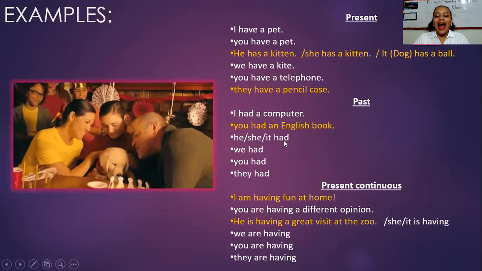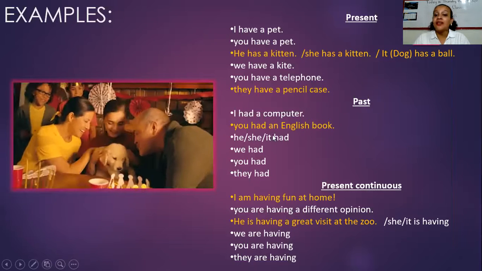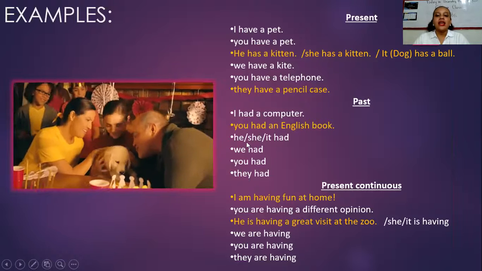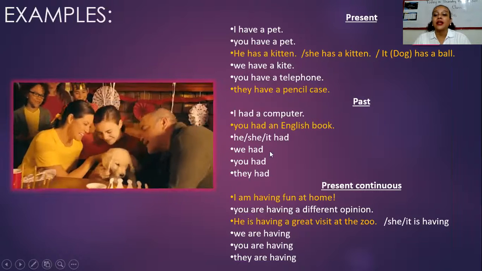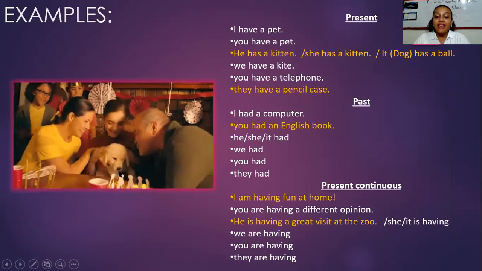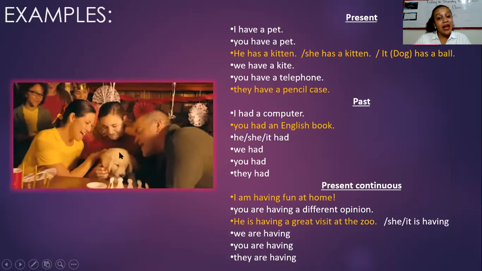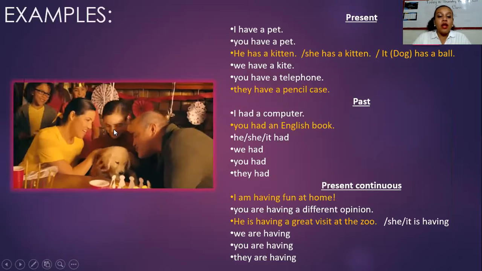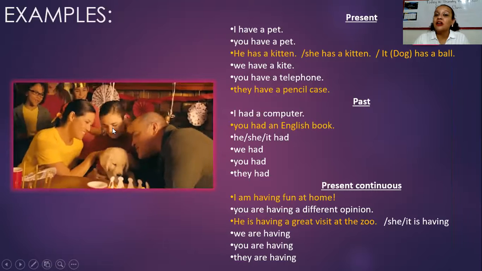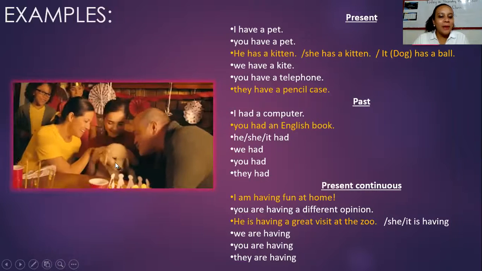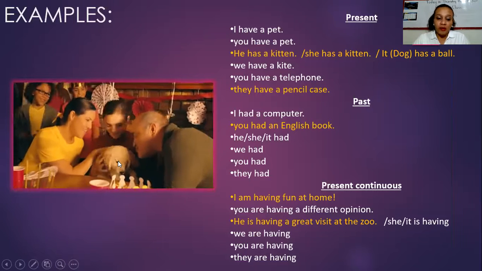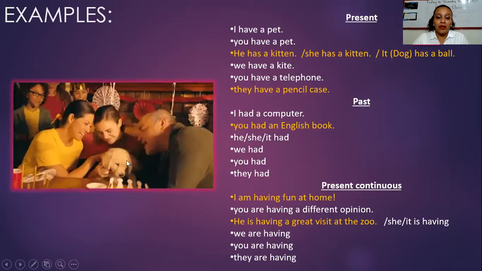He, she, and it had. We say it in the same way in the past. He had an English book, she had an English book, or it had an English book. And look, this girl is having a pet. She is having a pet now, or she has a pet now. Look, if we're talking about the whole family, they have a pet. And it is a puppy. Yes, it is a puppy. And they have a puppy or a pet.